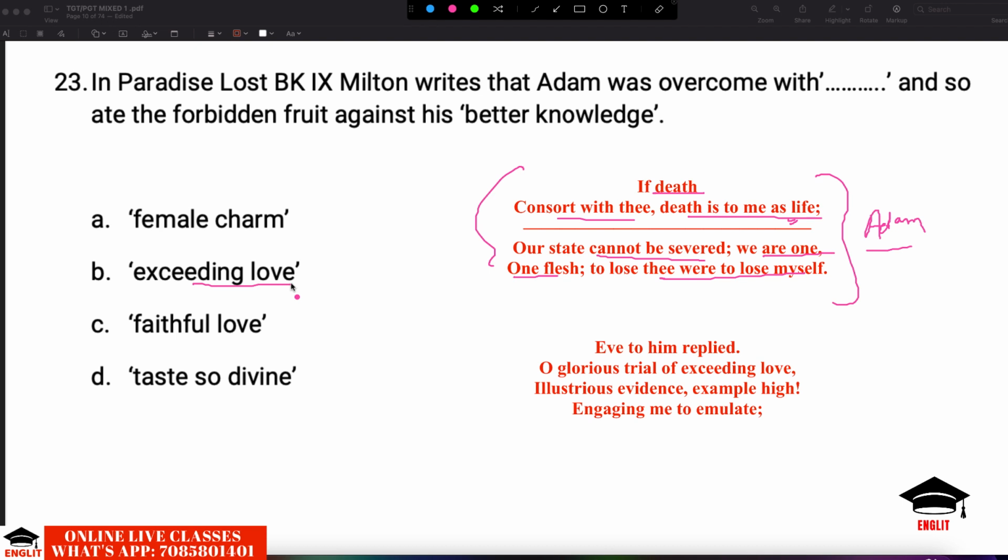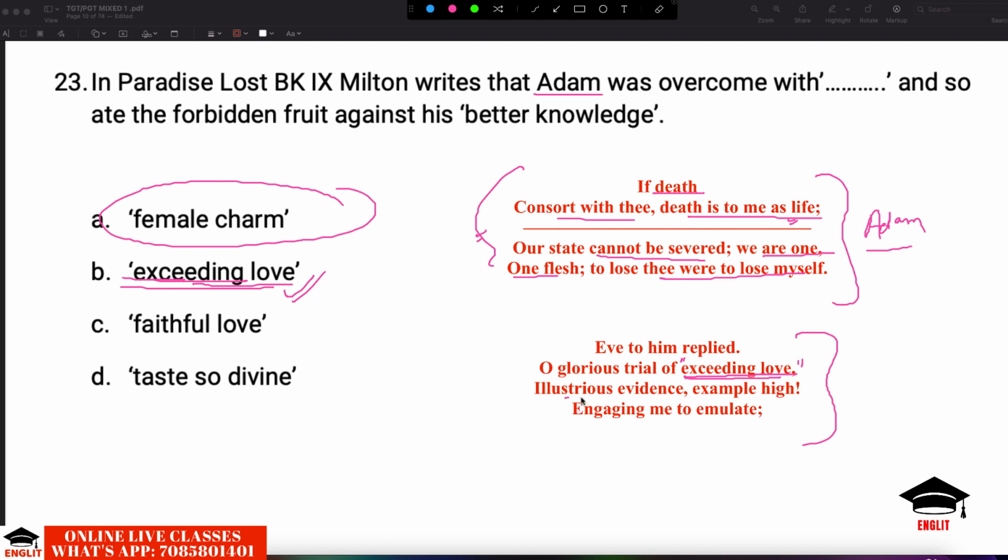Only because of exceeding love can we destroy ourselves and think of nothing. It is not just because of female charm. Now Eve replies. What she says, "Oh glorious trial of exceeding love." We have the same words, exceeding love. It is just because of the trial of exceeding love. Now this is a test of love, and now Adam seems to be passing this test.